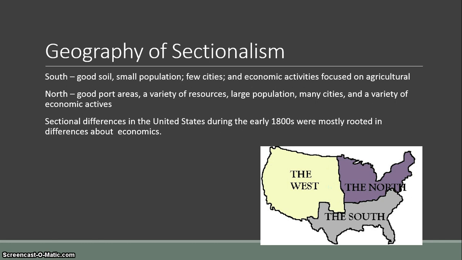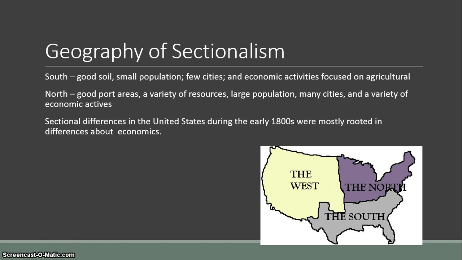Geography and sectionalism. There's three parts to the nation at this period. You can see on the map here at the bottom. You got the North, the South, and the West. Now, the South had really, really good soil. From the very beginning of the country's existence, the soil was good for growing crops.